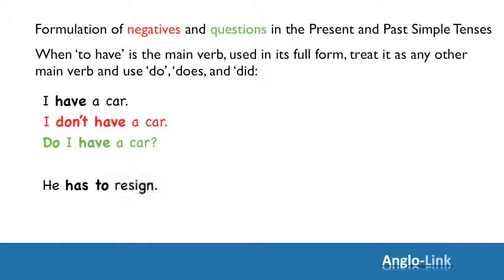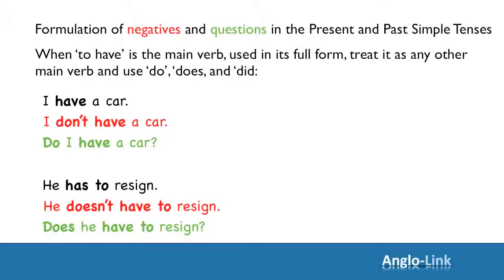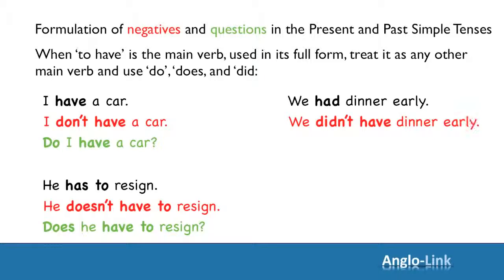Next example. He has to resign. Negative. He doesn't have to resign. And question. Does he have to resign? We had dinner early. We didn't have dinner early. Did we have dinner early?